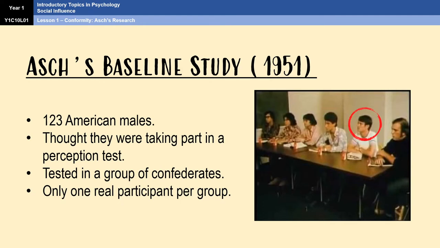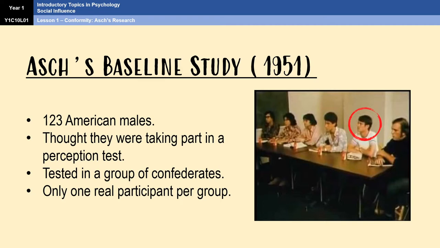In his baseline, Asch had 123 male undergraduate Americans who volunteered to take part in what they thought was going to be a perception test. Every participant was put in a group of between 6 and 8 people, where everybody else was a confederate. Just to be clear, a confederate is a person who is part of the research and is just pretending to be a participant. So in effect, there were between 5 and 7 confederates in every group and only one real participant.